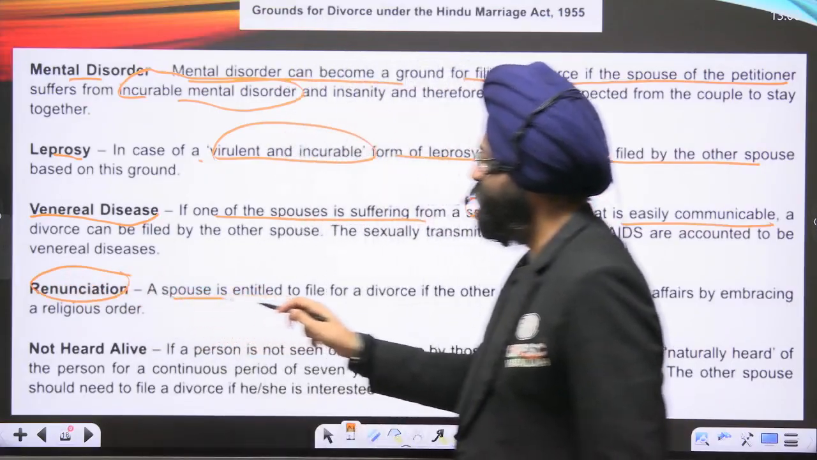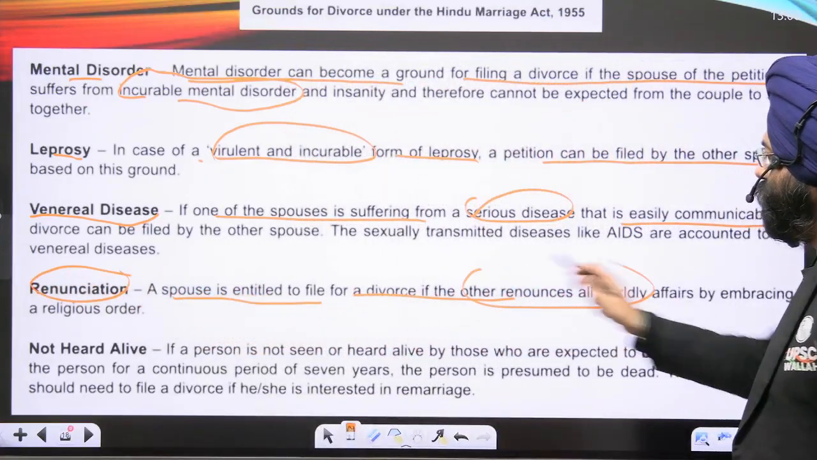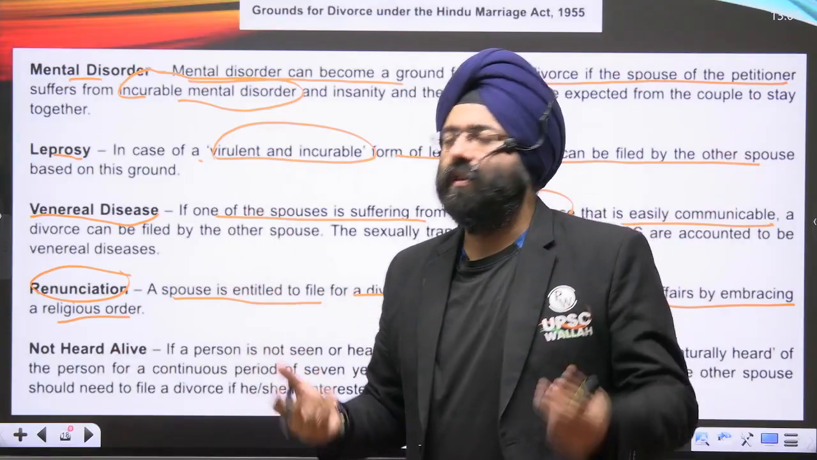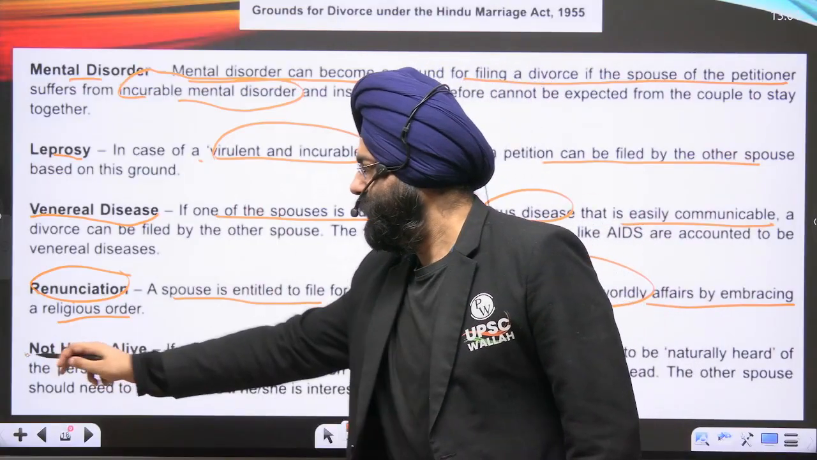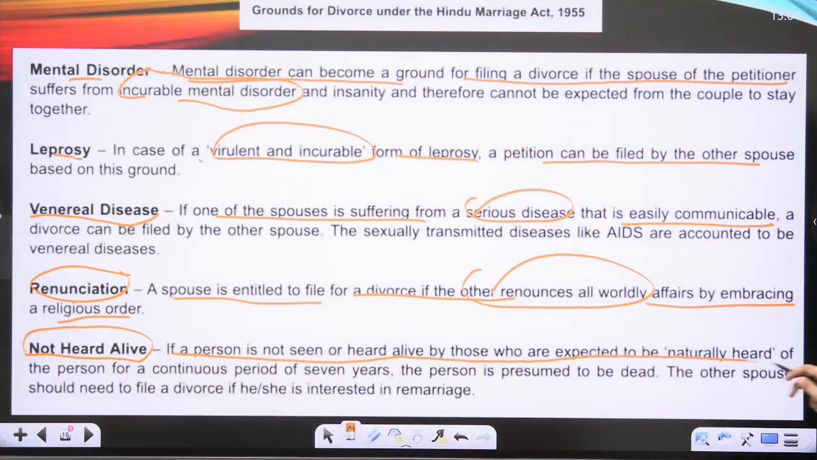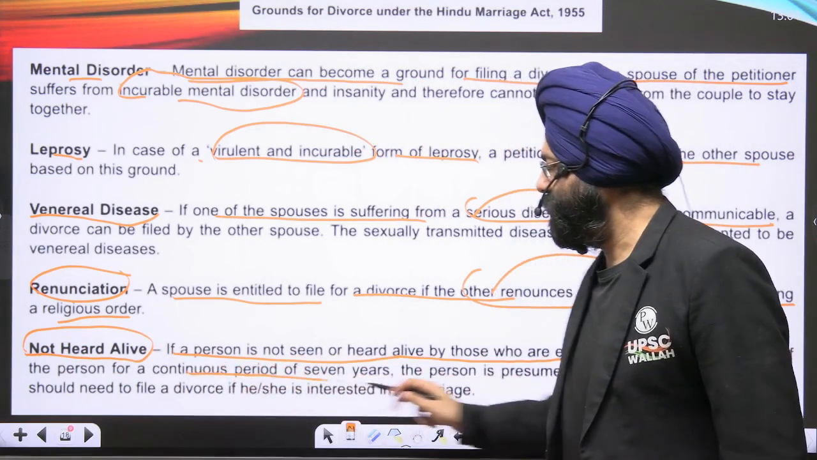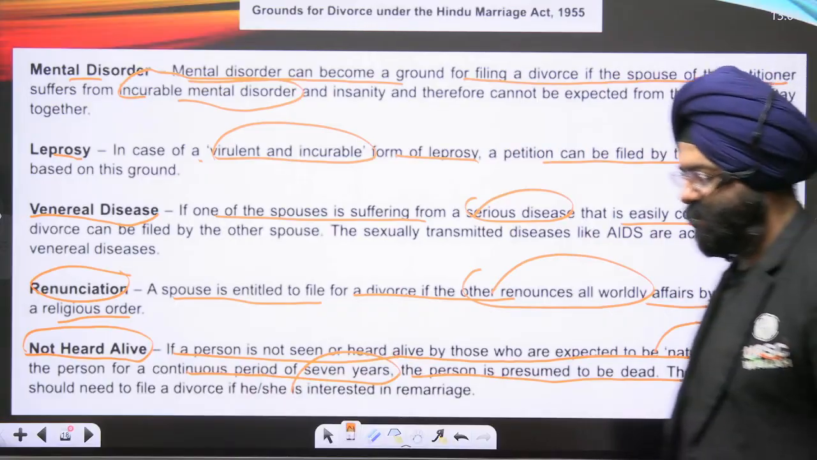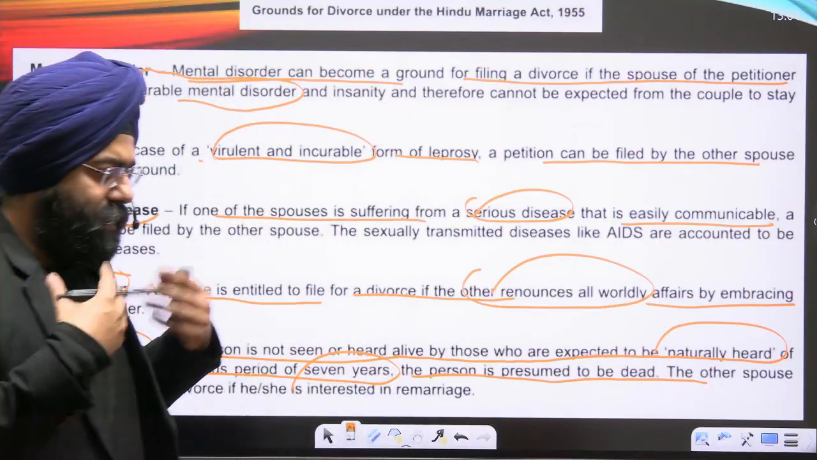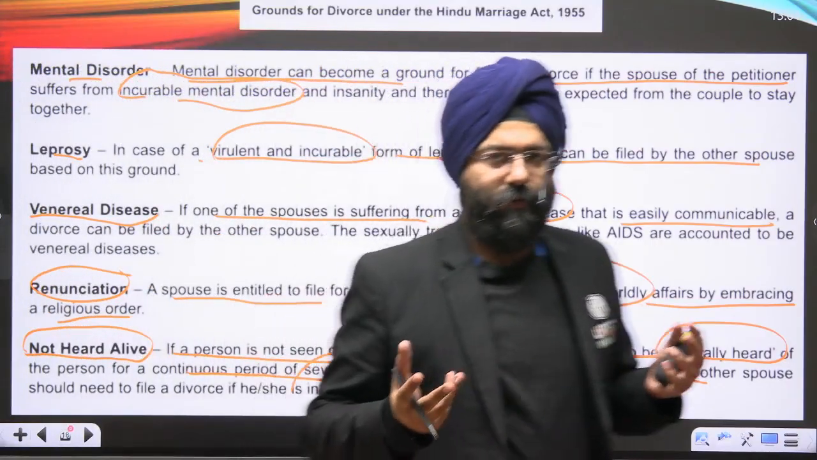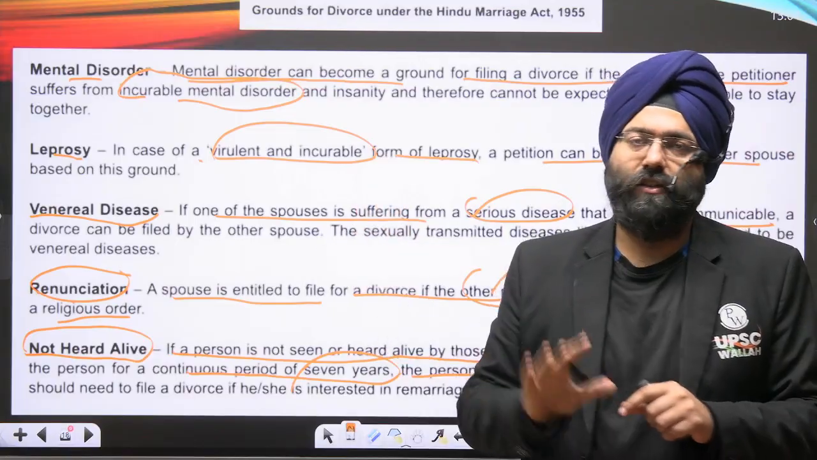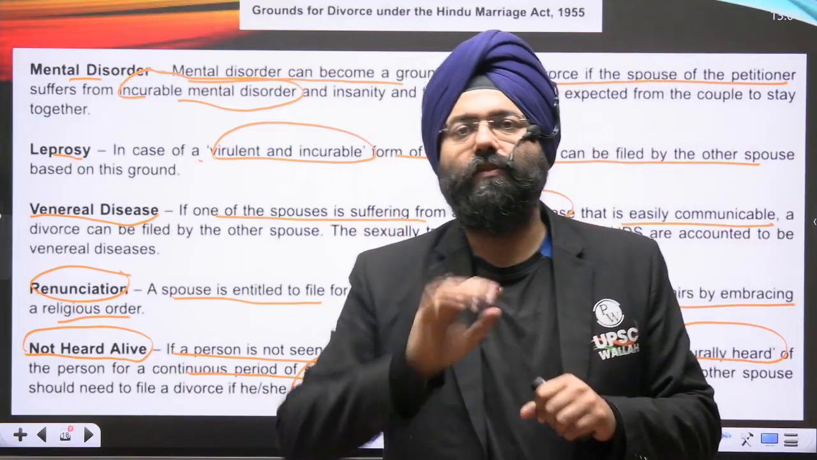Renunciation. A spouse is entitled to file for divorce if the other renounces all worldly affairs and embraces a religious order. That means giving up on everything and going. In that case, a spouse can file for divorce. Not heard alive. If a person is not seen or heard alive by those who would naturally have heard from that person for a continuous period of 7 years, the person is presumed to be dead. Let us say there's a husband and a wife, and the husband goes away from worldly life, and you do not hear about that person for 7 years. Under the Hindu Marriage Act, he is considered to be dead, and in that case you can file a divorce case.